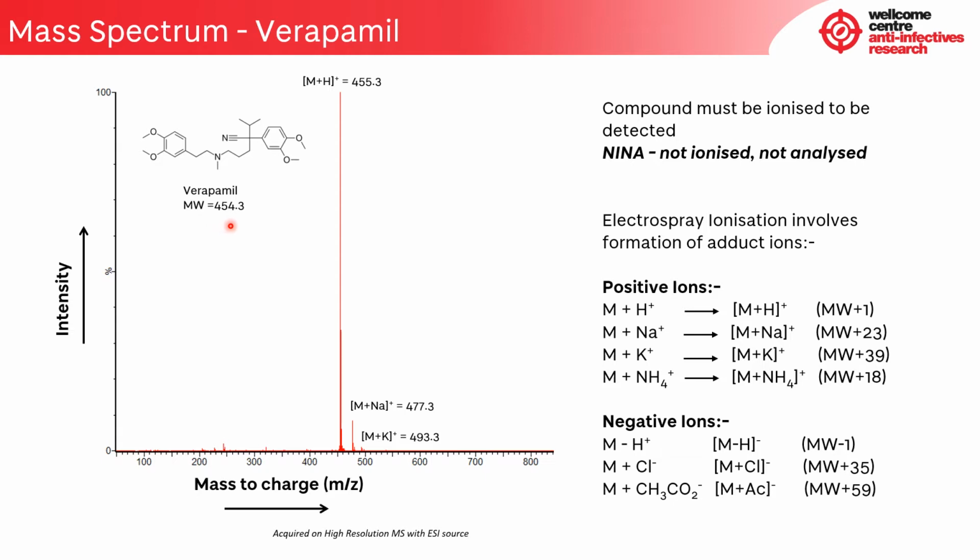The molecular weight is 454 and the main ion that we see is at 455. This is due to the addition of a hydrogen ion to give the protonated molecular ion. There are a couple of smaller peaks at 477 and 493, which are due to the addition of a sodium ion and a potassium ion respectively.